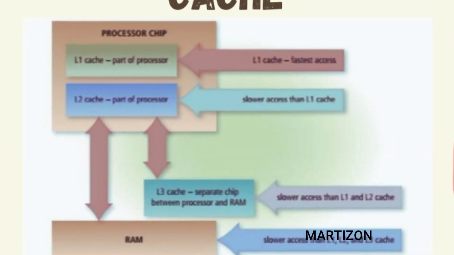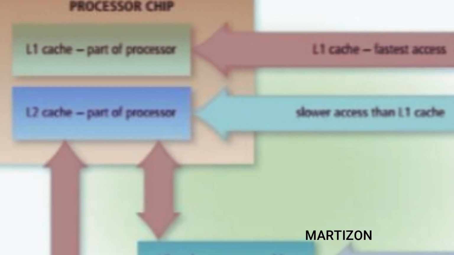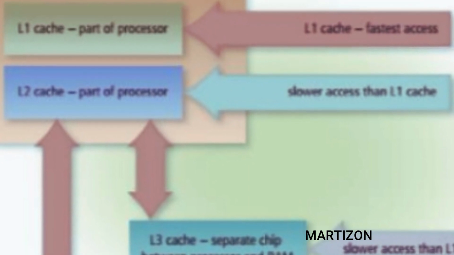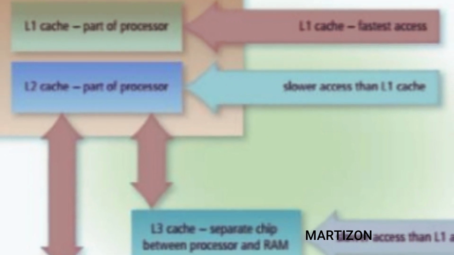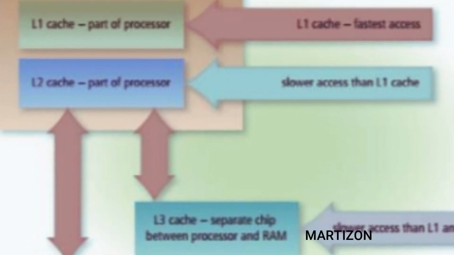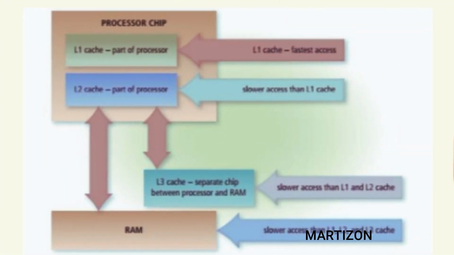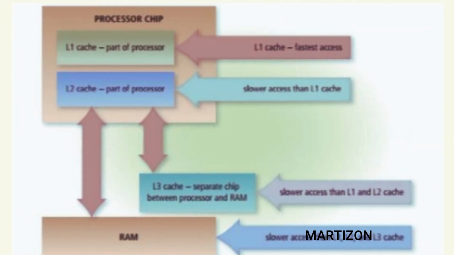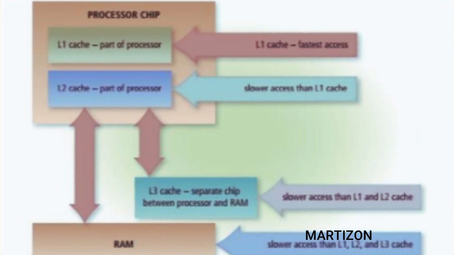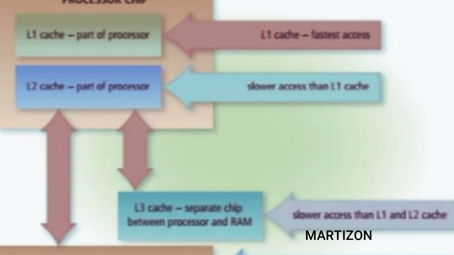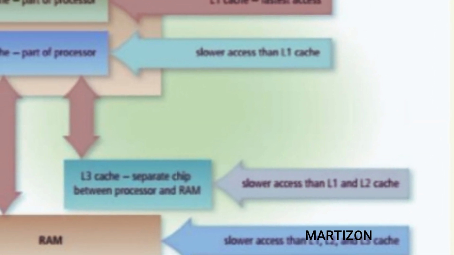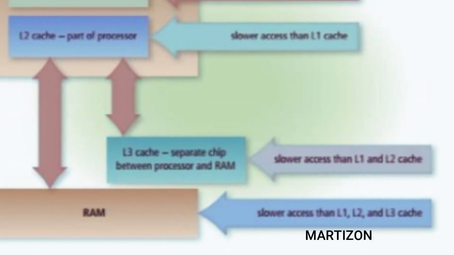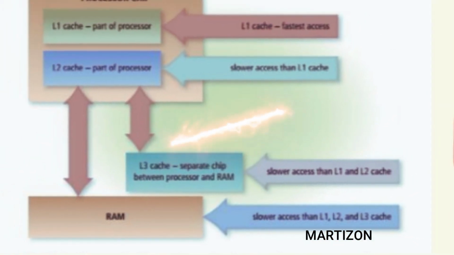We have level 1 cache that is built directly on the processor chips. Level 1 cache usually has a very small capacity. Level 2 cache is slightly slower than level 1, but level 2 cache also has a larger capacity than level 1. Current processors include Advanced Transfer Cache, or ATC, a type of level 2 cache that is built directly on the processor chip. And we have the L3 cache, on separate chips between the processor and RAM, slower than L1 and L2 cache. And we have the RAM, slower access than L1, L2 and L3 cache.